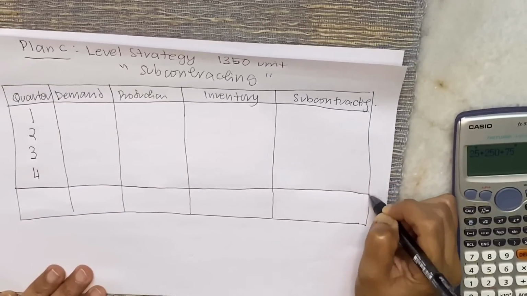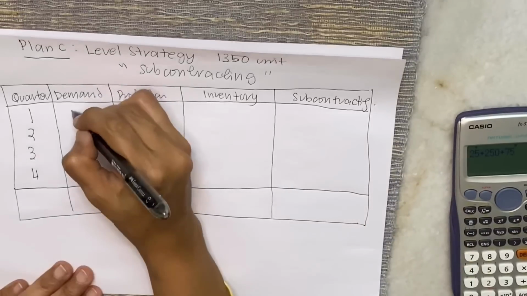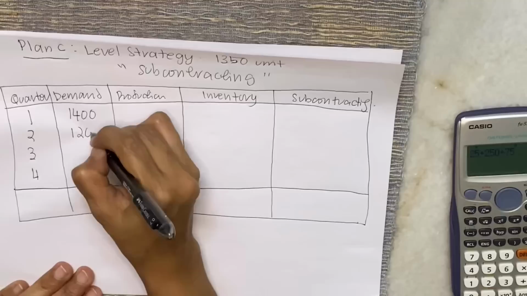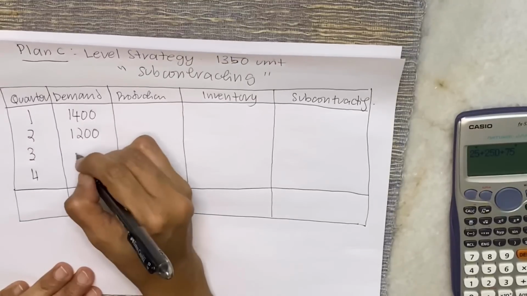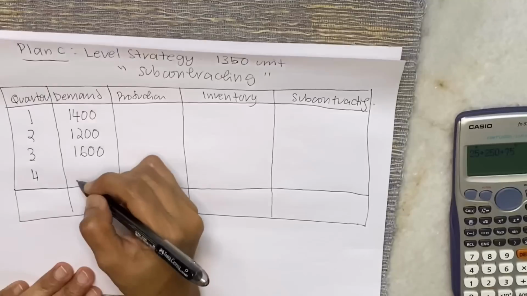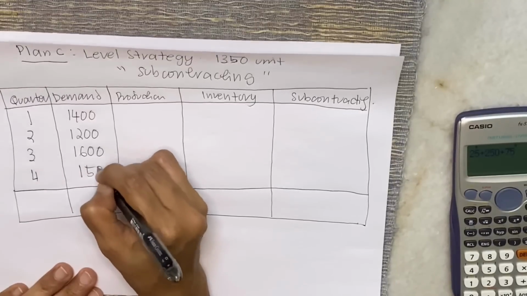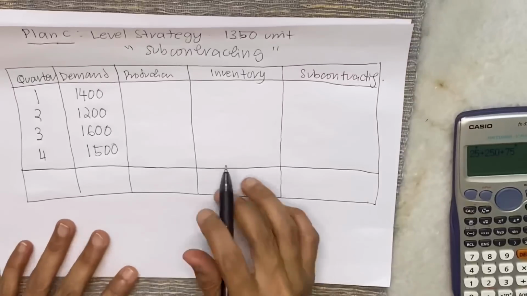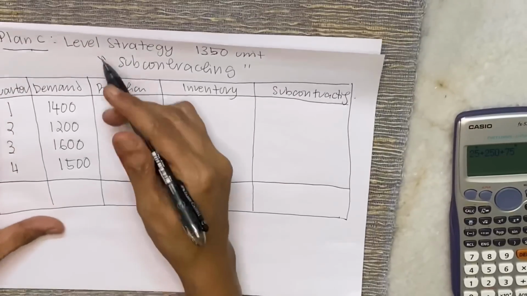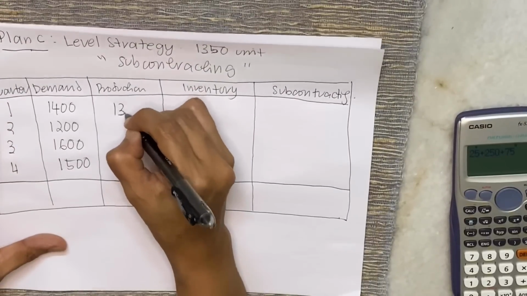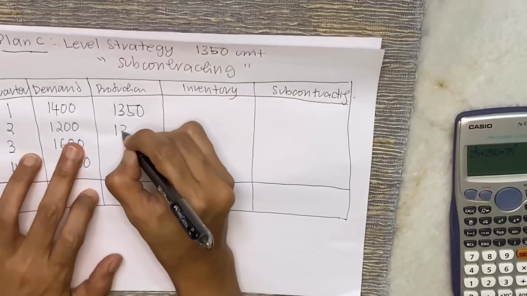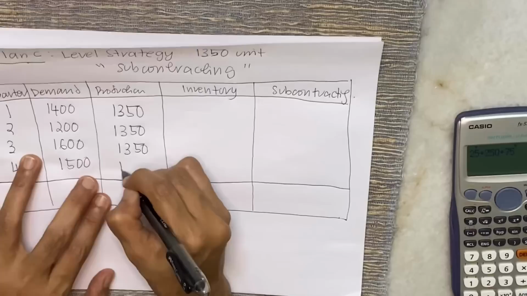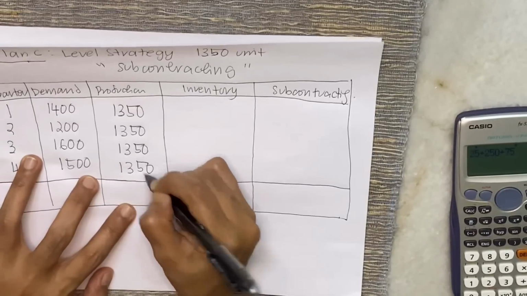Alright. Now, as usual, kita letak 1400, 1200, 1600 and 1500. So production, since it is a level strategy 1350, so kita letak je 1350 at quarter 1, 1350 at the quarter 2, 1350 at the quarter 3, 1350 at the quarter 4.